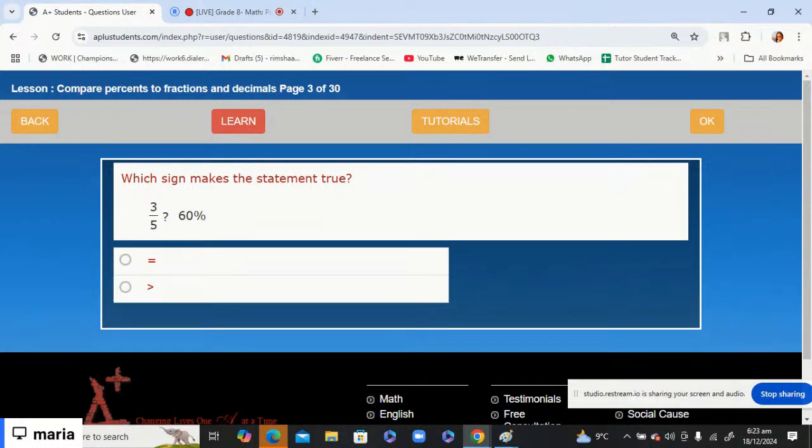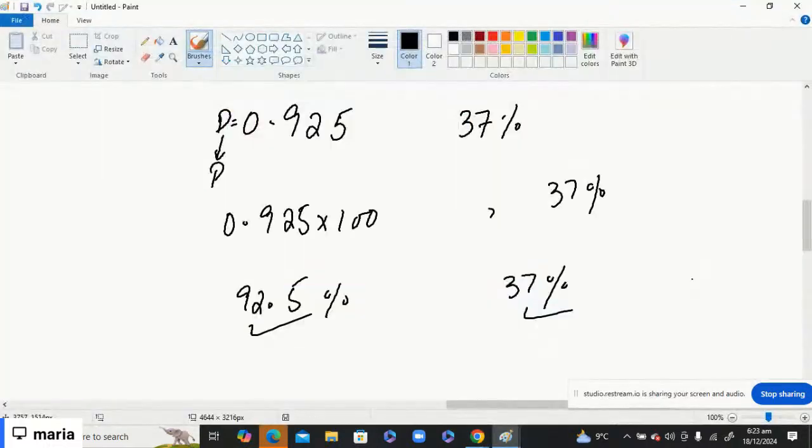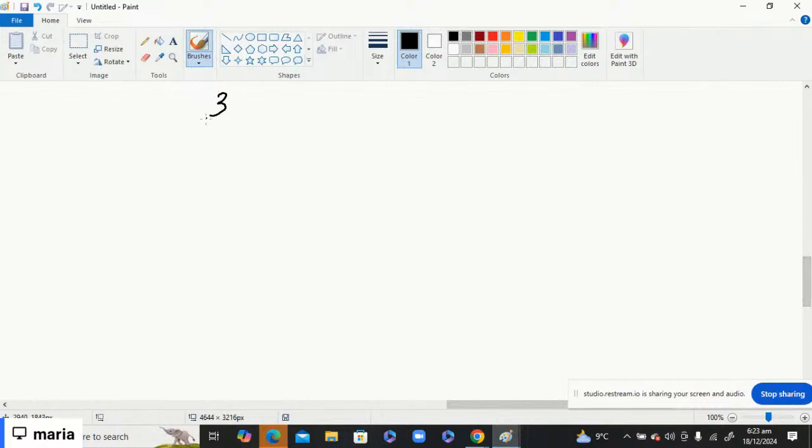Which sign makes the statement true? 3 by 5 or 60%? Okay, let's see. You can convert 60% into a fraction, or otherwise convert this fraction to a percent. How to convert? First of all, convert into a decimal, then convert into a percentage. So first of all, convert into the decimal.